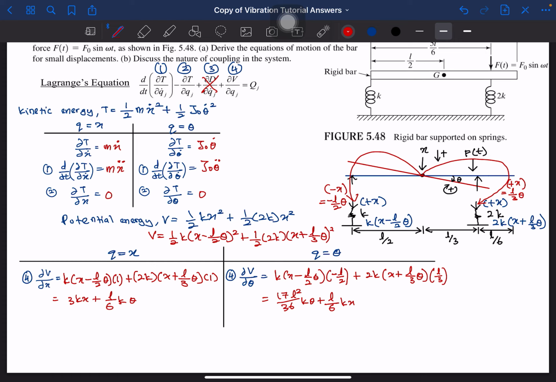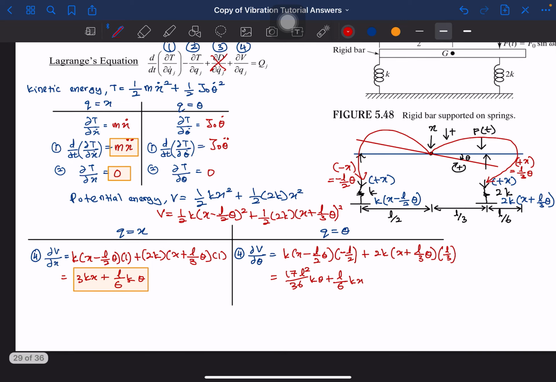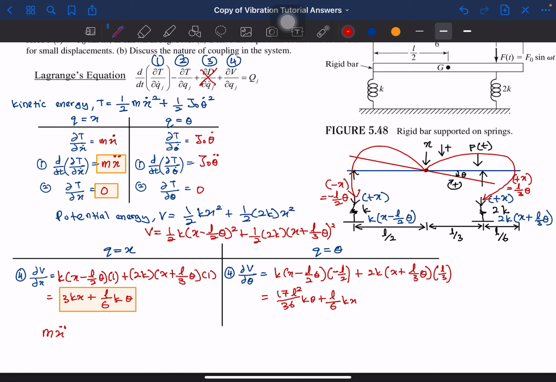Then now, number 1 plus number 2, we don't have number 3, plus number 4 equals Q, if there are forces. If there is no force, then Q is 0. So number 1 plus number 2 plus number 3, you'll get m x double dot plus 3kx plus L over 6 k theta equals, your force now is Fd. So you get your first EOM, the EOM for translation. Settle for that.